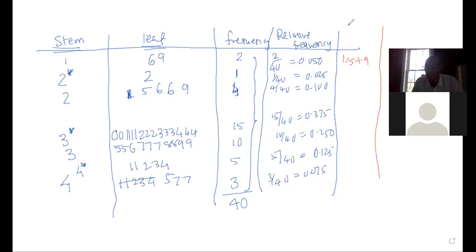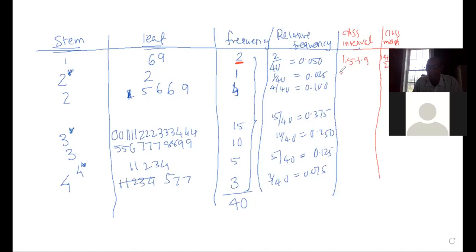This is, I would say, class interval. And then I have class midpoint. So 1.5 and 1.9. Midpoint is 1.9 plus 1.5 divided by 2. So naturally, you're going to get 1.7. So 1.7. This way, 1.5 to 1.9, because two numbers are there, frequency is 2.